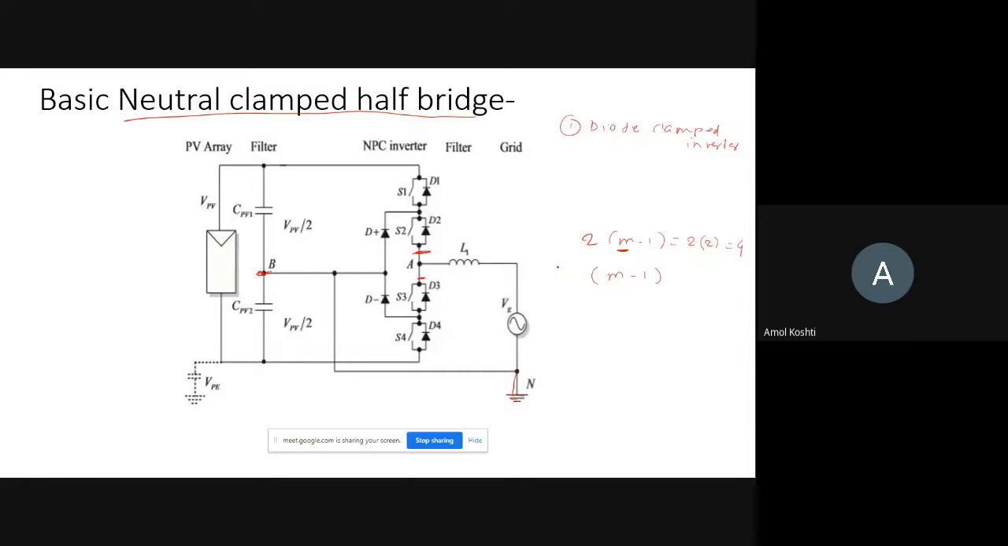multi-level output. Now, how many capacitors do we need for 5 levels? So 5 minus 1 means again 4 capacitors, so we have to add 2 more. So by using this, we are producing the multi-level output, which is again highly efficient. So the drawback which we had in the basic H bridge inverters is eliminated here, in the neutral point clamped half bridge inverters.